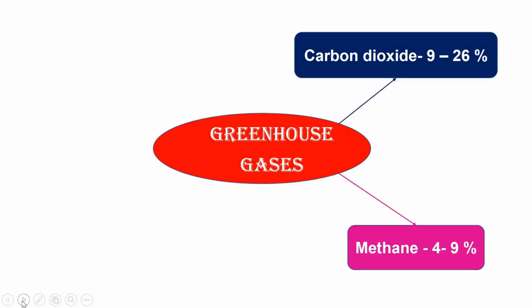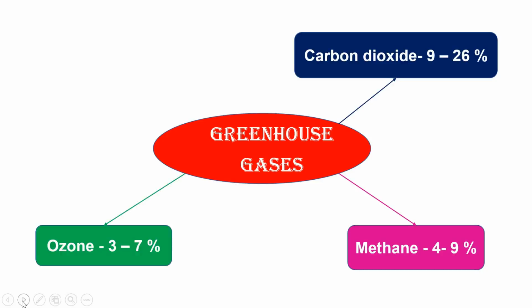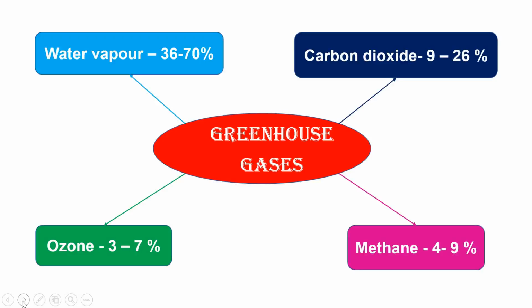Okay, next one is ozone. Ozone is 3 to 7% of the greenhouse gas effect in global warming, and the last one is water vapor at 36 to 70%. Okay.